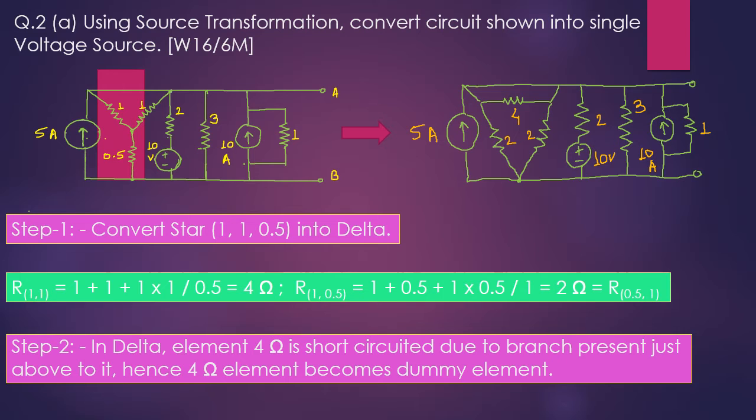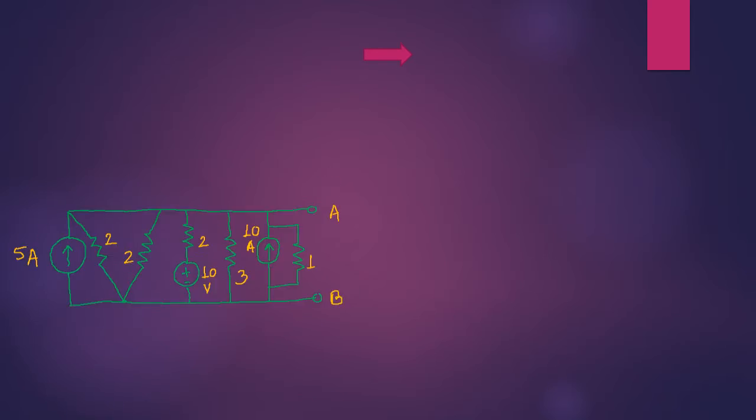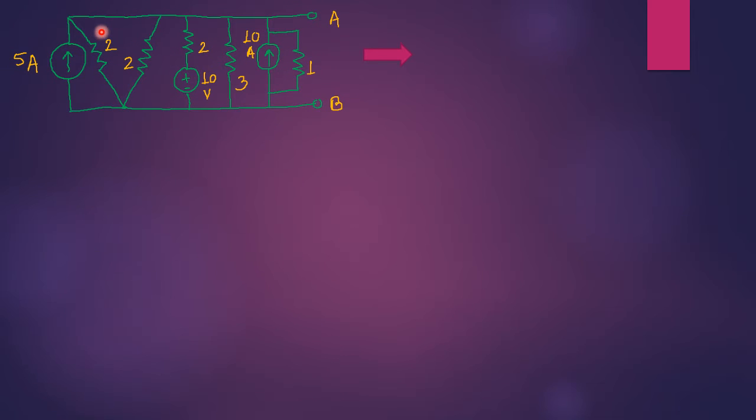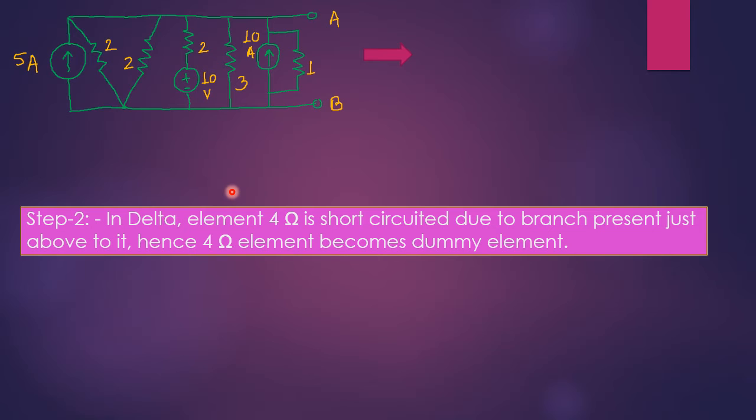So now what do we get? Due to the dummy element removal, we are getting this particular circuit. Just check this 5 ampere and 2 ohm. Now it is connected in parallel with 2 ohm. Now we have a voltage source. So let us apply the next step, but first let us check what we did in the last step, that is step number 2. We have removed this 4 ohm dummy element.